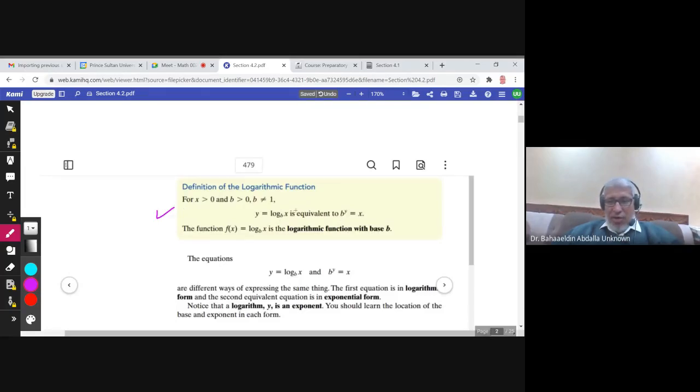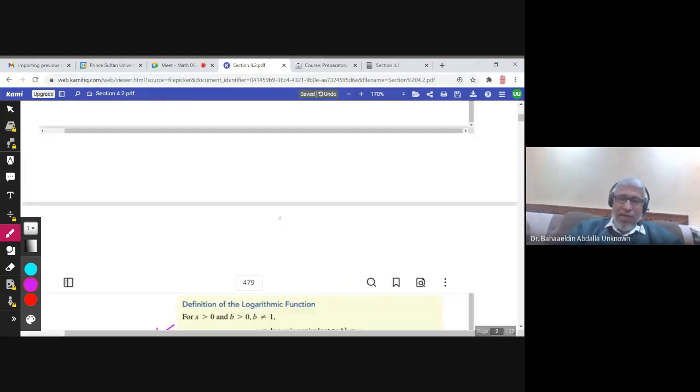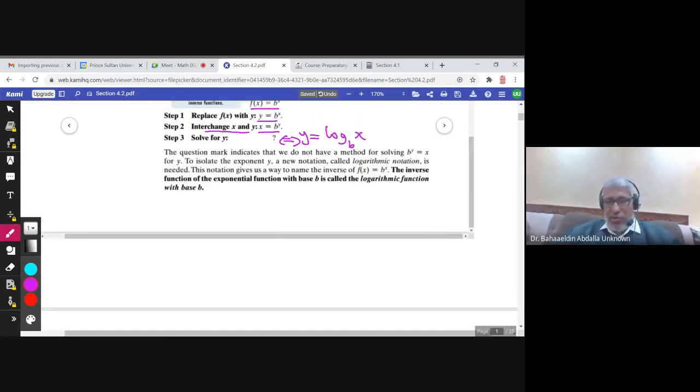Y equals log x to the base b is equivalent to x equals b to the power y. That's what I said here. X equals b to the power y is equivalent to y equals log x to the base b. Remember, b is a base. So it's a base here in the exponential, and it's a base here in the logarithmic. So b as a base must be greater than 0 and different than 1.